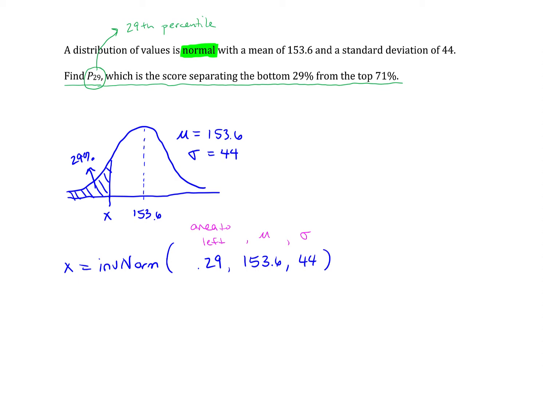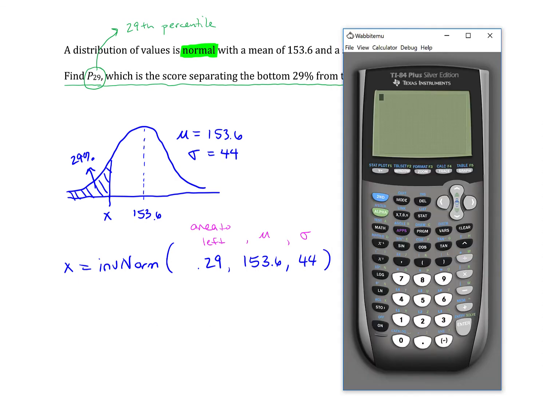So, using the calculator, I can come up with that value of x. If I go under the second in vars, which is the distributions menu, come down to inverse norm, and feed it the values 0.29, comma, 153.6, comma, 44. And I get 129.25.